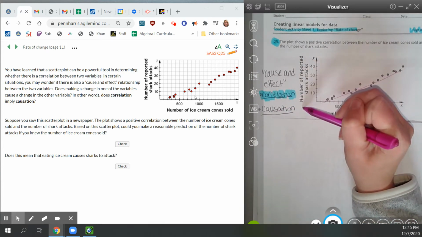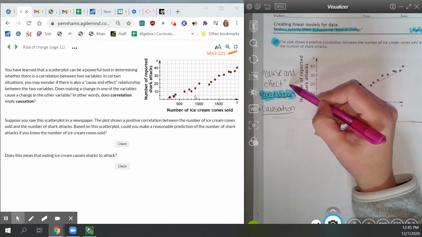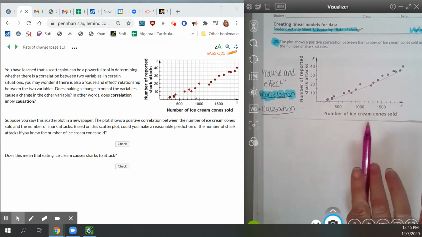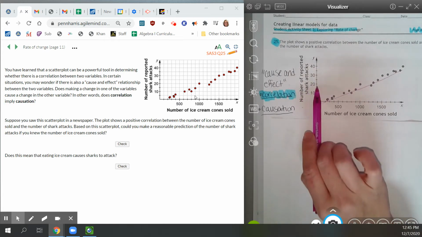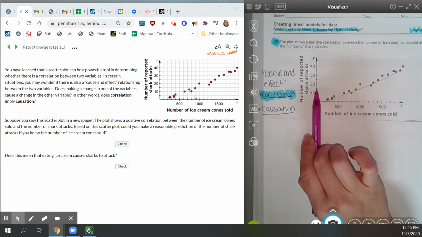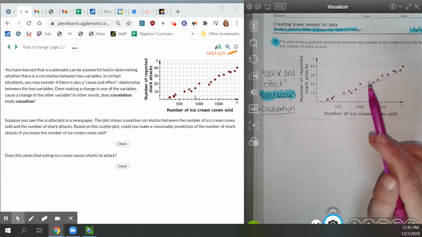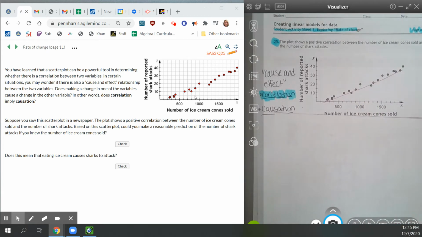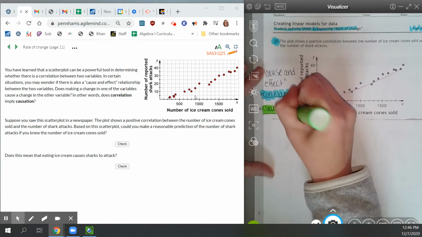Causation. I want you guys to think of cause and effect. The number of ice cream cones sold does not cause the number of shark attacks. Think about that, guys. It doesn't make sense. Do you really think eating ice cream causes more shark attacks? No. But what that typically means, guys, is that there is a relationship of some sort.